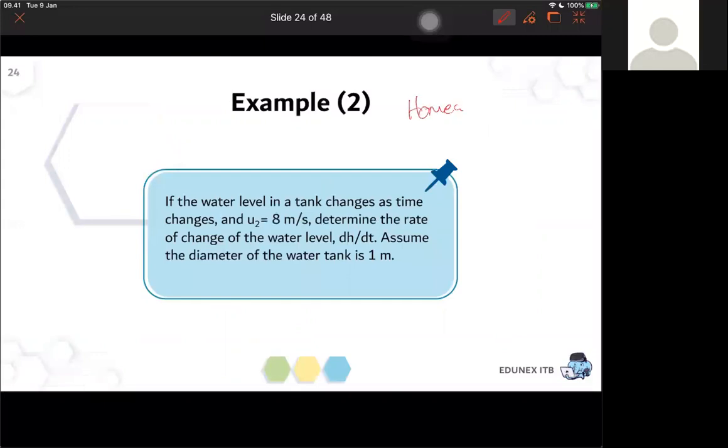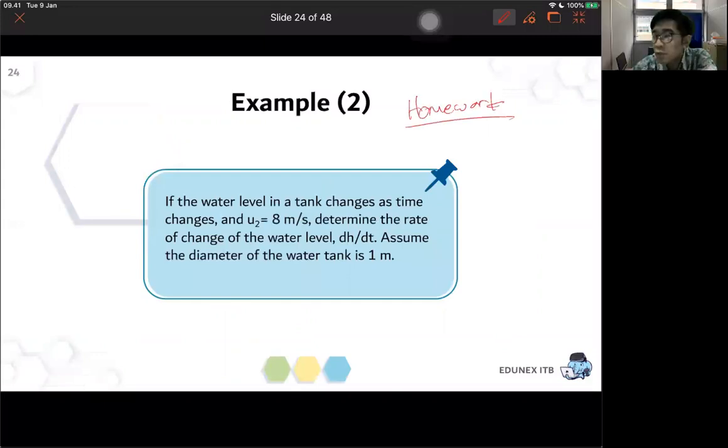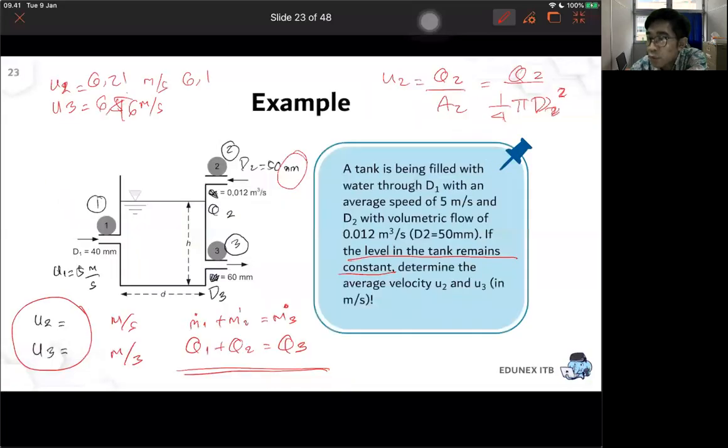But actually, I will have another question for the homework until the end of this part of the lecture. I already gave it to the regular class, but I haven't translated it into English. So after I translate, then I will give it to you all. But at this point, you have the value of each velocity, right? At point 1, at point 2, and at point 3.